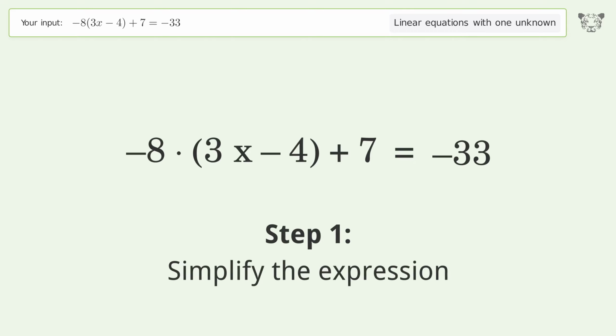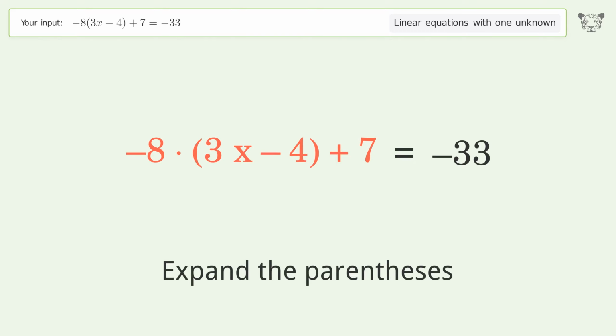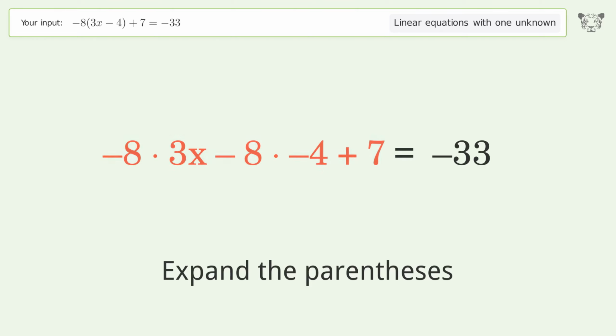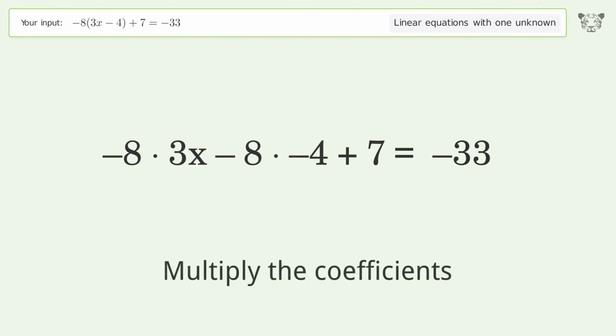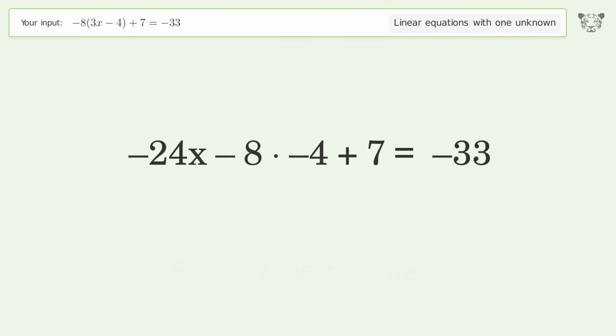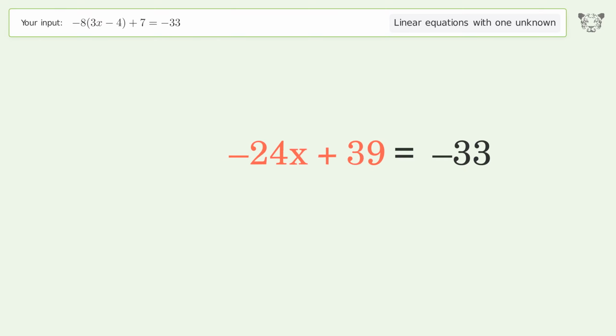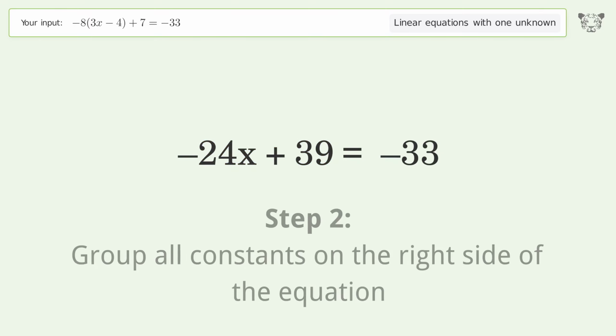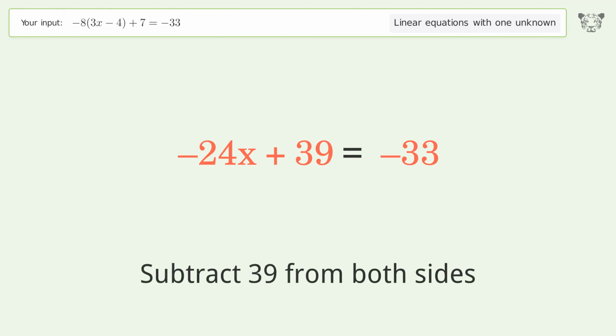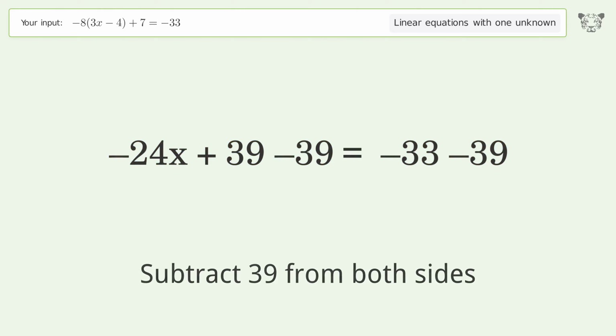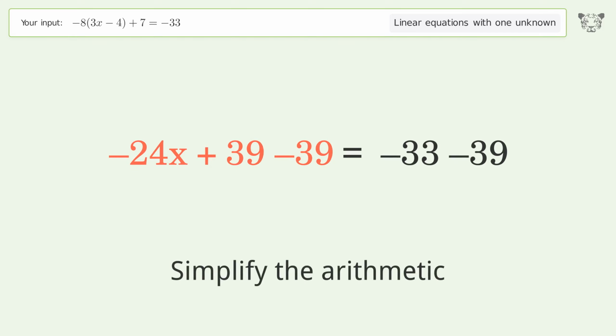Simplify the expression. Expand the parentheses. Multiply the coefficients. Simplify the arithmetic. Group all constants on the right side of the equation. Subtract 39 from both sides. Simplify the arithmetic.